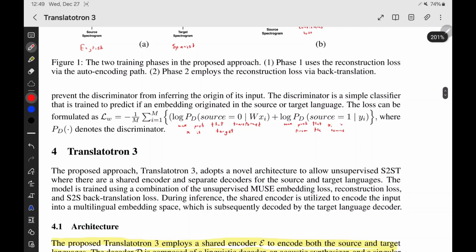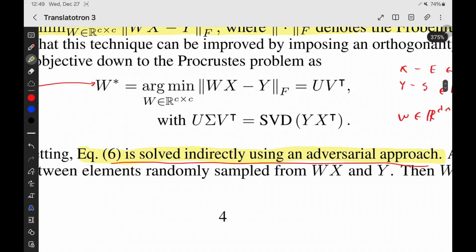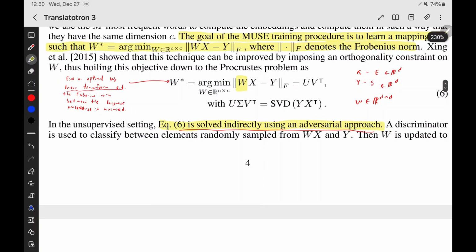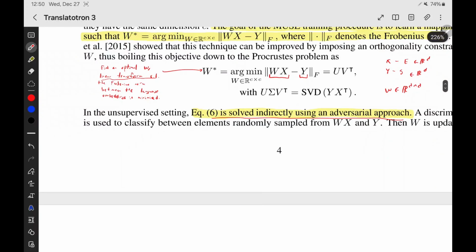And they do so using an adversarial approach. They show down here that they have some loss function, assuming you have a discriminator that is a simple classifier trained to predict whether an embedding originated from the source or target language. So assuming you already have this discriminator that can classify which language an embedding is from, you can then use this loss function to train your single weight matrix W, such that the transformed x by W is as close as possible to y. So maybe you want pairs of languages here to minimize that.